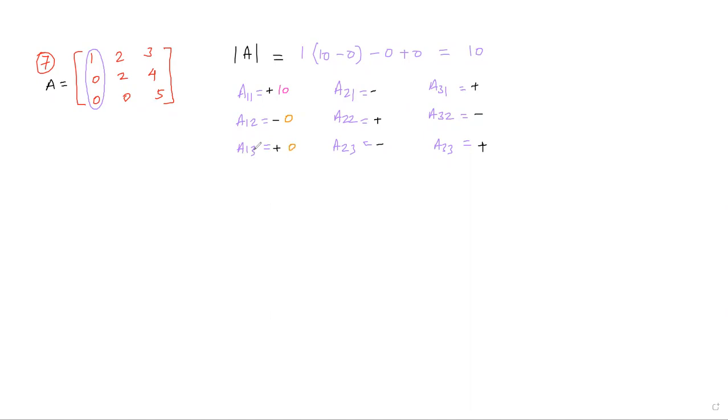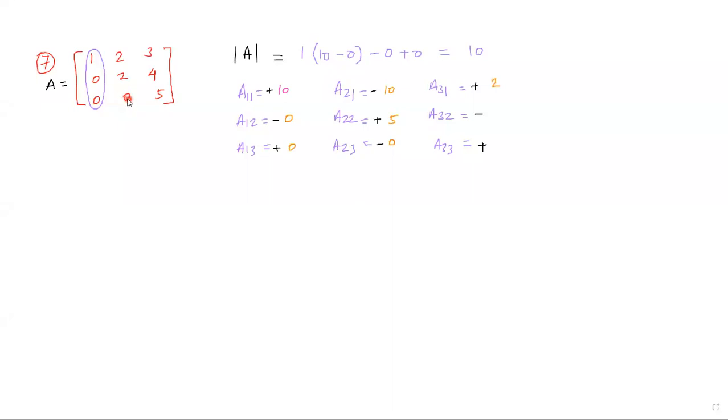Then this 0, उसका रो और कॉलम गया, बाकी 2 into 5, 10 -0, आपको मिलेगा 10. Then this 2, इसका कॉलम और रो गया, बाकी 1 into 5, 5 minus 0 into 3, 5 -0, आपको मिलेगा 5. Then this 4, उसका रो कॉलम जाएगा, 1 into 0 -0 into 2, 0 -0, 0. Then this element, row or column जाएगा, 2 into 4, 8 -6, 8 -6 is 2.